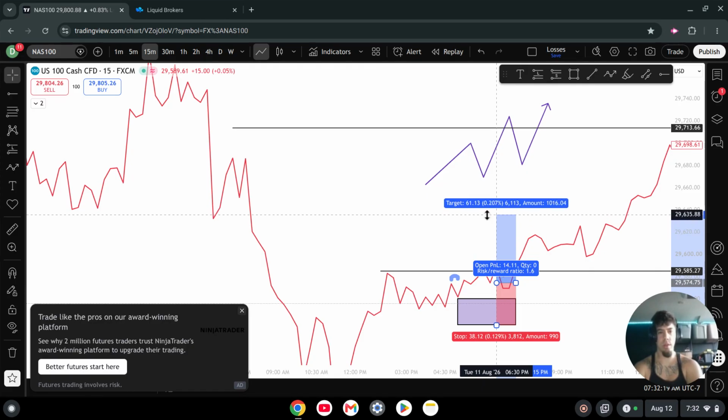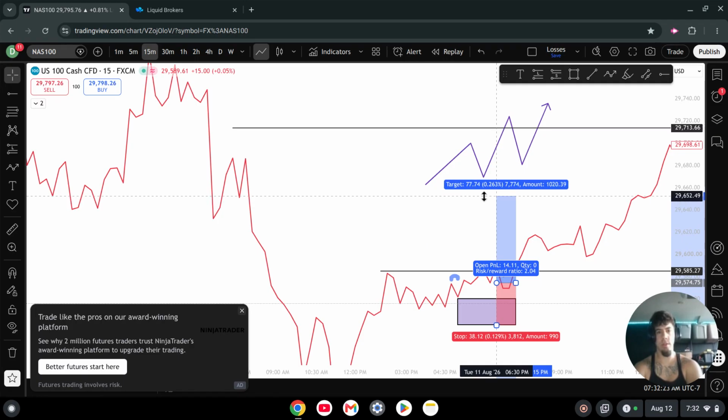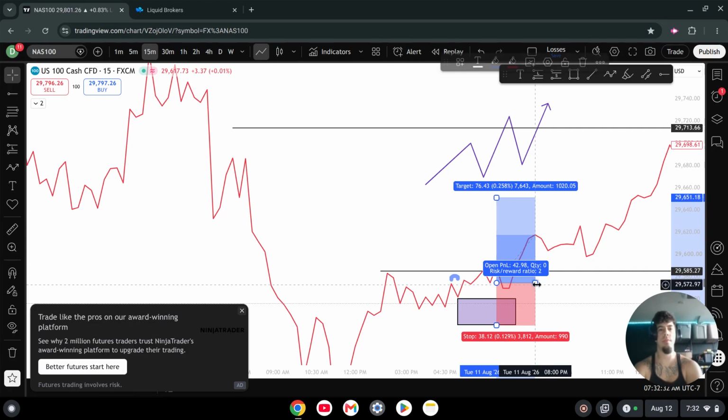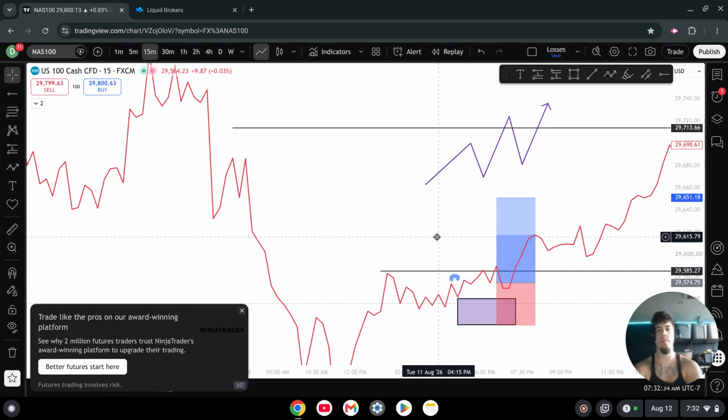So 1 to 2. That would be a 1 to 2, risking $50 to make $100. I don't know, that would be a 1 to 3, risking 50 to make 150.